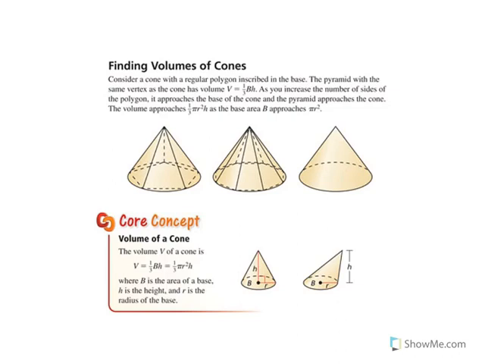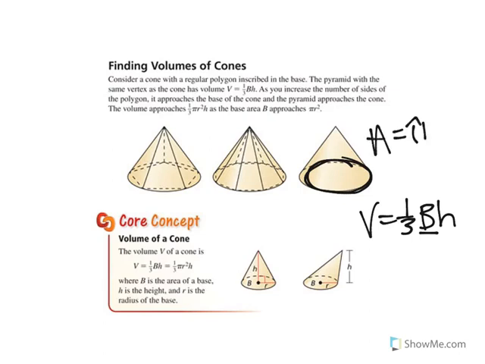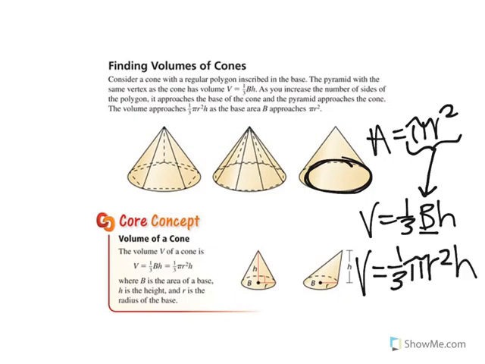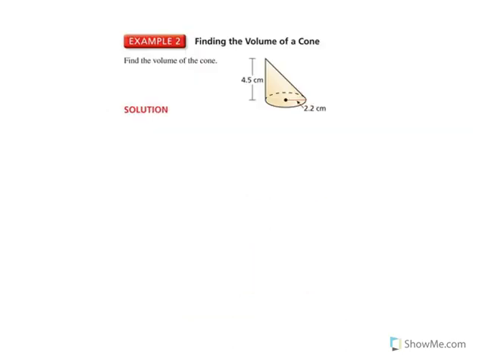Alright, let's talk about the volume of a cone. Same concept, V equals 1/3 base area times height. But if you think about the base of a cone, it's in the shape of a circle, and we know the area of a circle is pi r squared. So what we're going to do is plug that in for big B to get volume is equal to 1/3 pi r squared h. And this is for a cone. Volume of a cone.